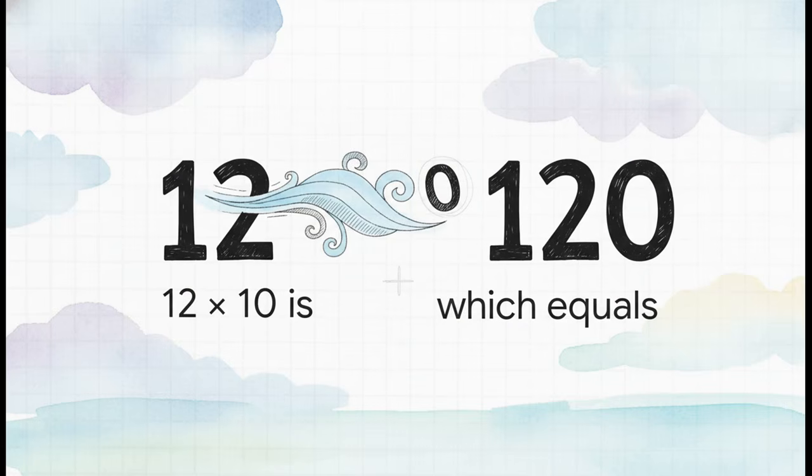And the absolute best part is that this works beautifully for bigger numbers too. Look at 12 times 10. That's just 12 tens, which is 10 tens plus 2 tens. Following our awesome rule, you literally just take the number 12, add the single 0 from the 10, and it instantly gives you 120. Once you see this pattern, mental math with big numbers suddenly becomes entirely unintimidating.